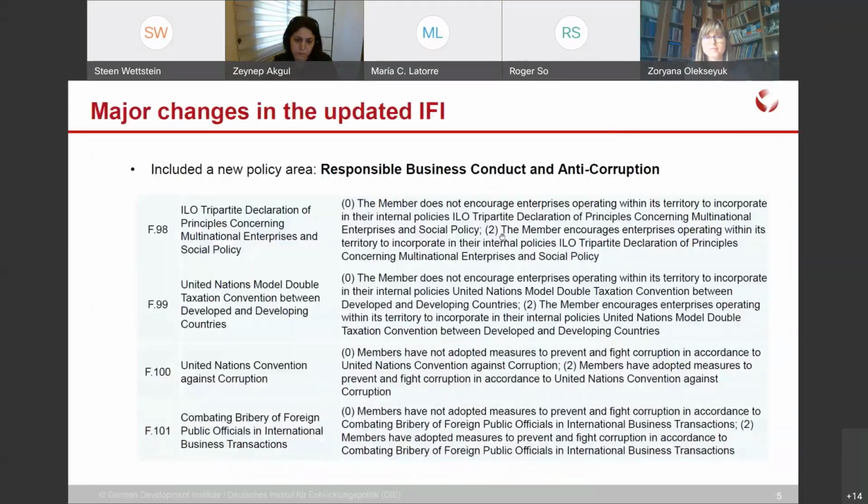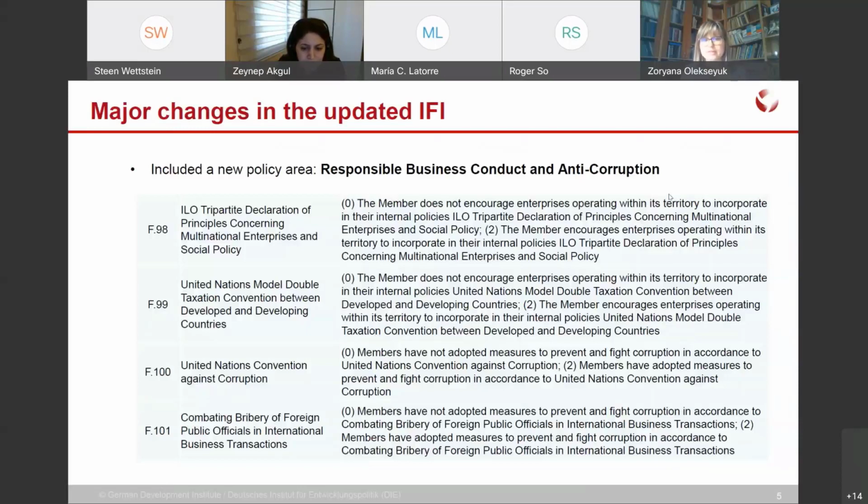And that is actually focal point and single window is quite often used in more or less the same manner. So here I would like to show you the responsible business conduct and anti-corruption policy area that we have now incorporated in the index. We have here 5 completely new measures. And for example, the first one includes the International Labour Organization Declaration of Principles concerning multinational enterprises and social policy. The second one is the UN Taxation Convention between developed and developing countries, then the UN Convention against corruption and combating bribery of foreign public officials in international business transactions.